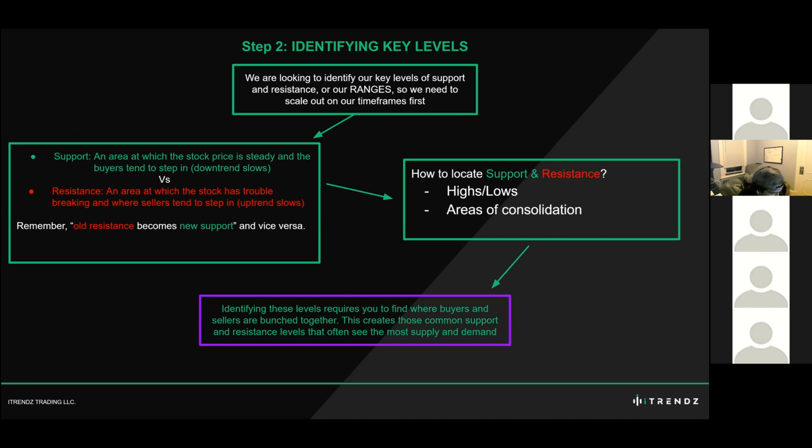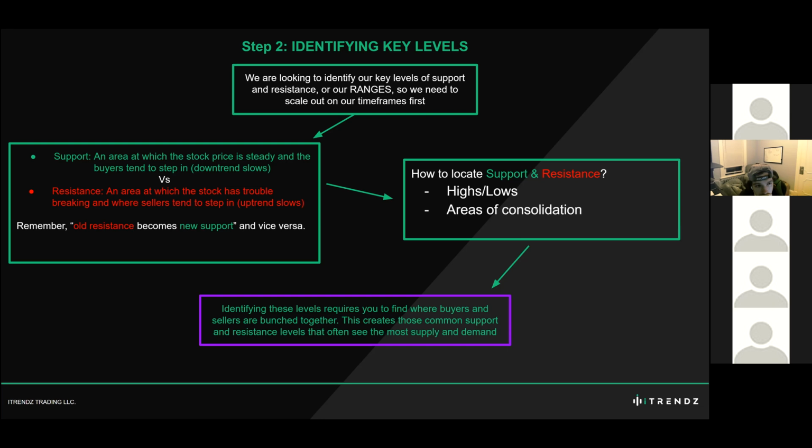And then you're predicting where that play is going to go over the long time frame. So this is really, really important. And this is what mainly all of our analysts focus on: nailing down your support and resistance levels. You're trying to identify key levels. This is where you're setting out your ranges based off your support and resistance lines. So we have to scale out of our time frames first. Always something you think about when you're trying to set your support or resistance: look left, meaning that you're looking for consolidation. You're looking for where buyers and sellers are bunched together, and they create a common support and resistance level.